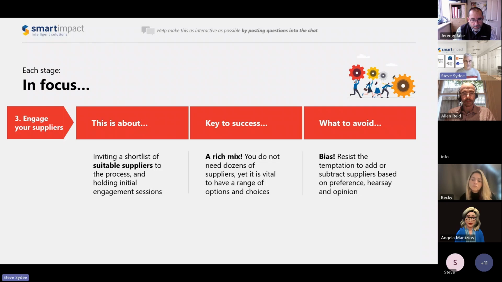So Jeremy, last point to ask you, and then I'll hand over to you. How would you take your long list and start to whittle that down to a short list? What guidance can you give around that?